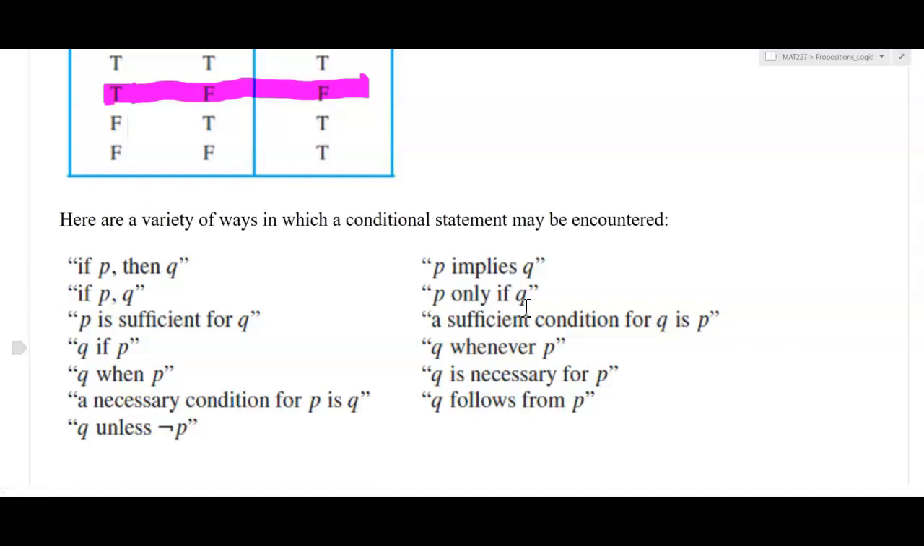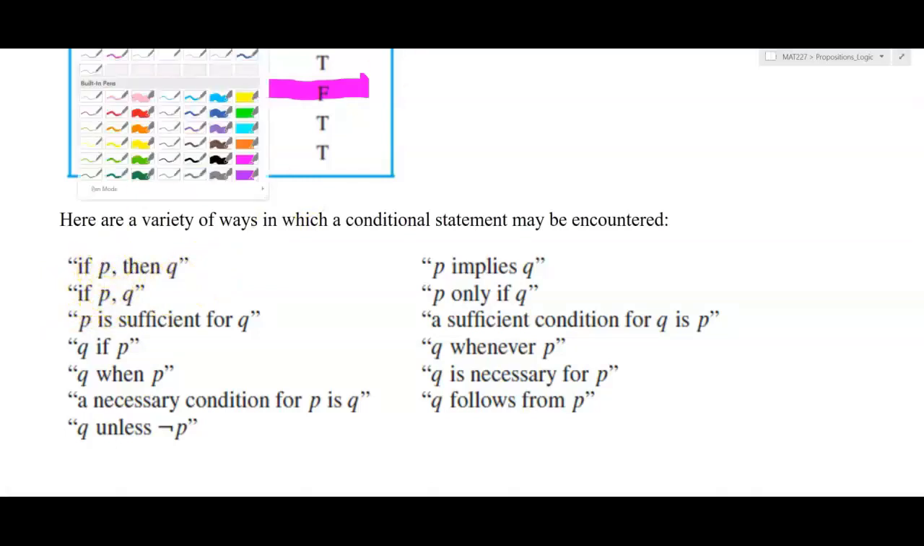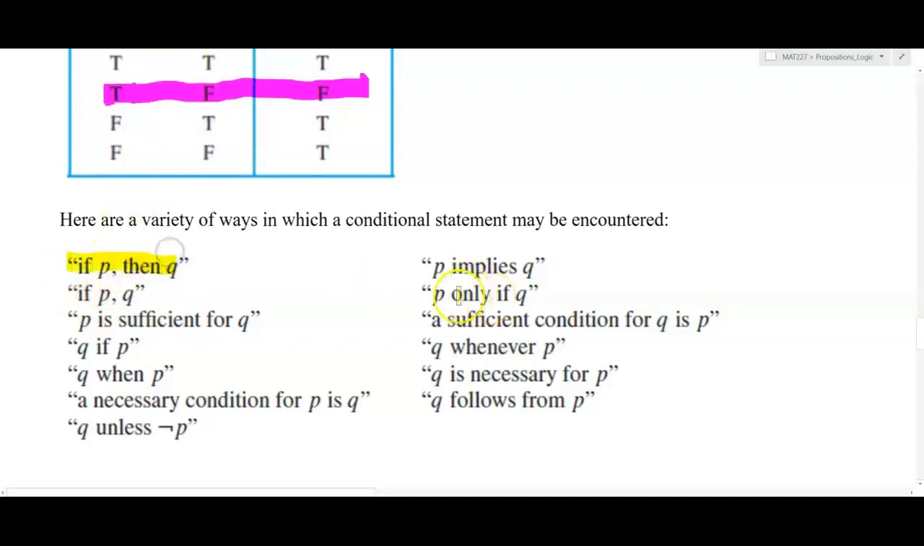Now, there are lots of ways if P then Q can show up. So the most common is the first one here. I'll just highlight the most common ones that you'll see. If P then Q. P implies Q. So that's the same thing. If P, comma, Q. P is sufficient for Q. Okay, so P is sufficient for Q means that if P happens, that is sufficient enough for Q to happen. Another way you could say that same thing is a sufficient condition for Q is P. So the condition P happening is sufficient for Q to take place.